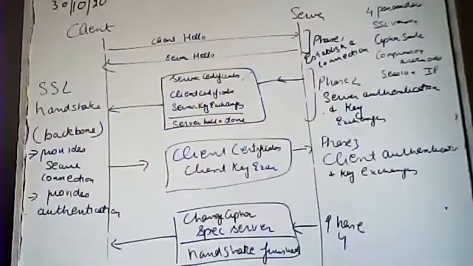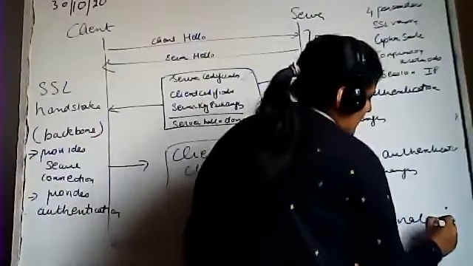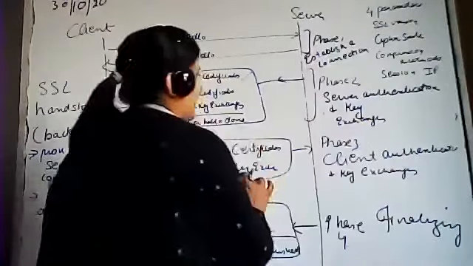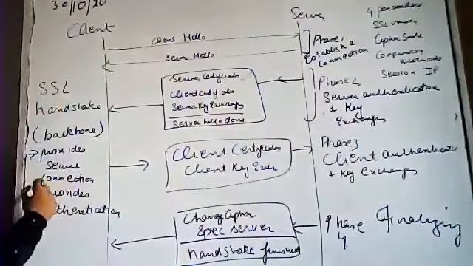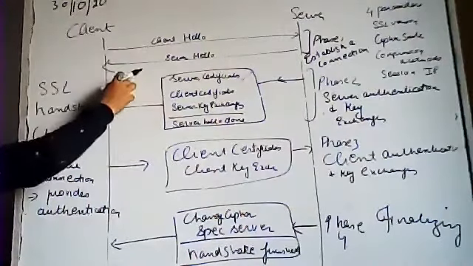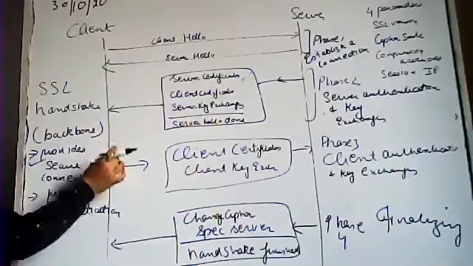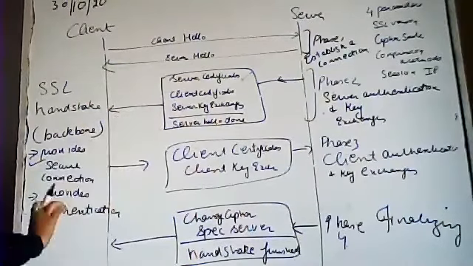In the last phase, what will happen? This is your finalizing phase. This phase is known as the finalizing phase. Okay, so both have authenticated. So our first step was to provide a secure connection. That is done by phase 1. Second was to provide authentication. So that has been completed in your phase 2 and phase 3.